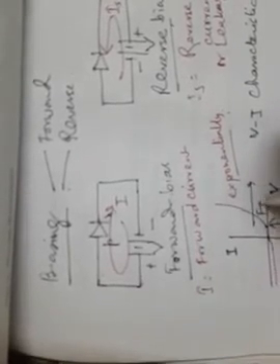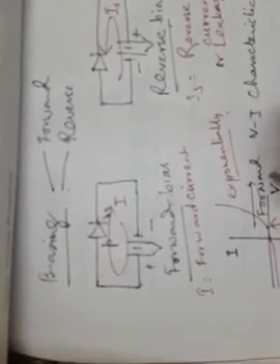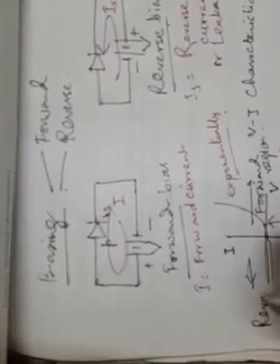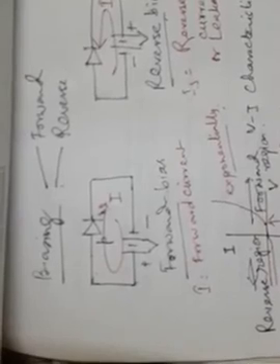Similarly, the right side is the forward region of operation of the diode, and the left side is the reverse region of operation of the diode. In the reverse region, as you go on increasing the voltage in the reverse direction, the current is still negligible. This current is denoted by IS. This is called the reverse saturation current or leakage current.